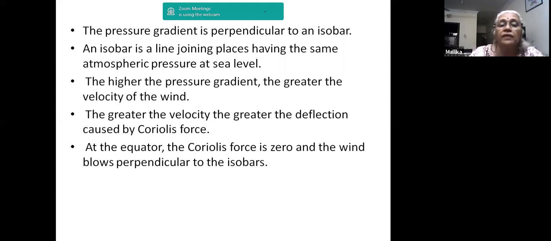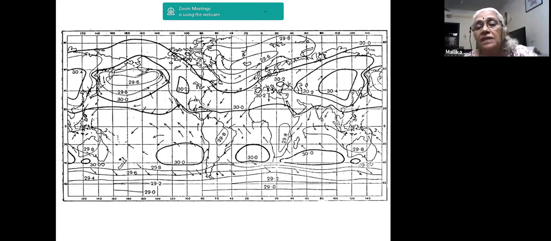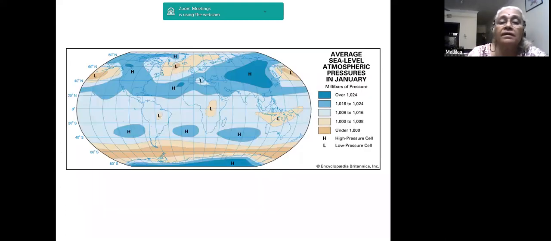So here is the map of the world. These lines that you see are all temperature lines, and the isobars run parallel to the temperature lines, right? So here, these are what are called isobars, and you can also call them isotherms. And that's what it looks like. So that results in high pressure and low pressure right across the world.